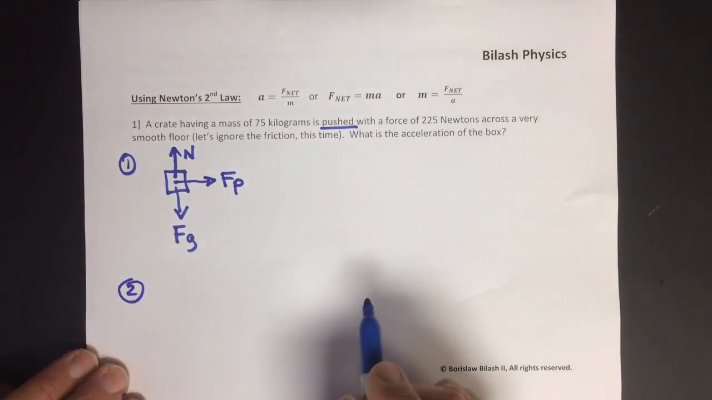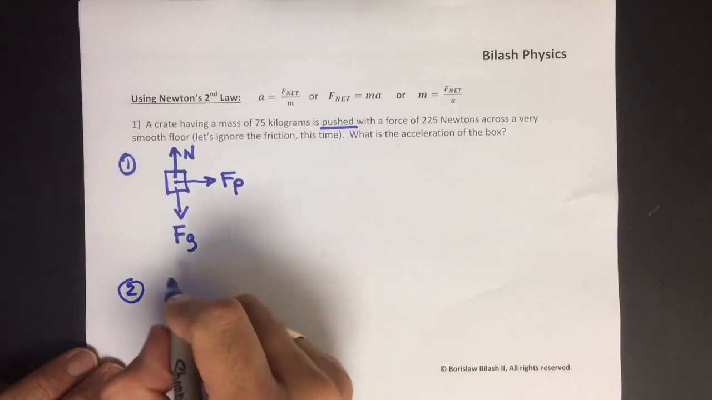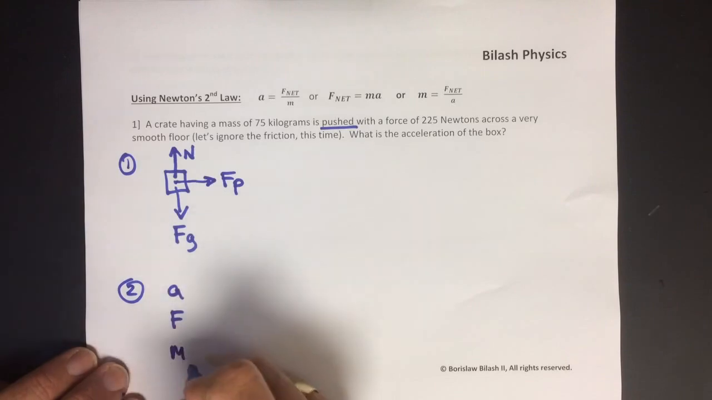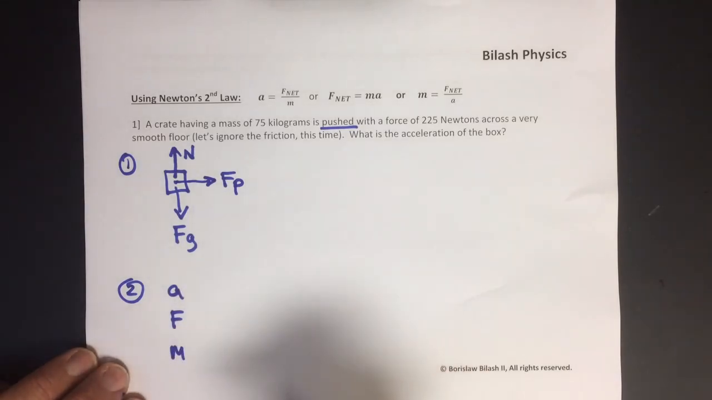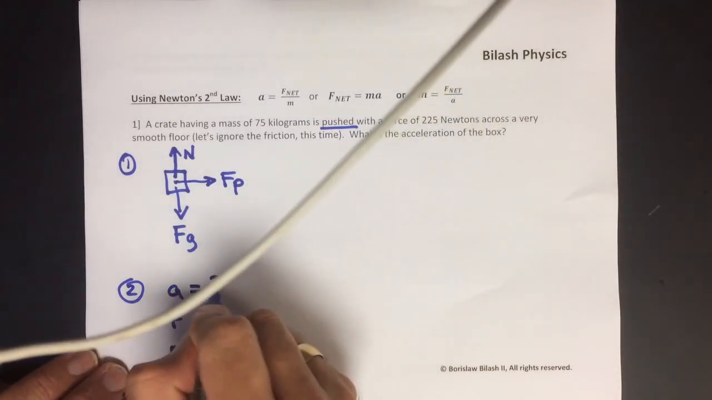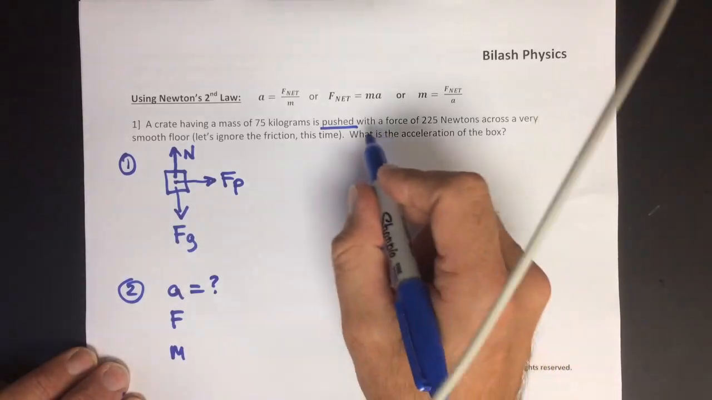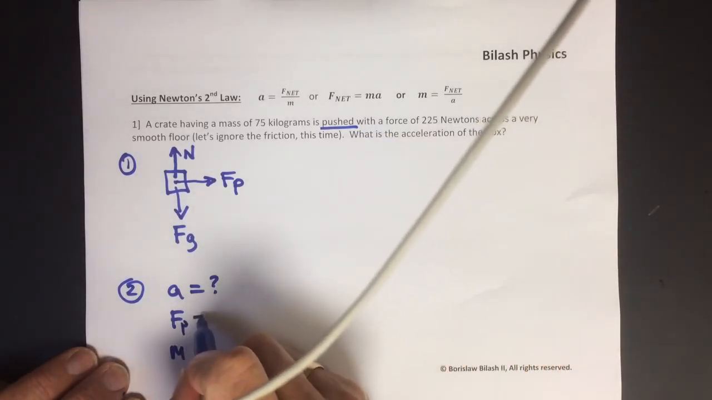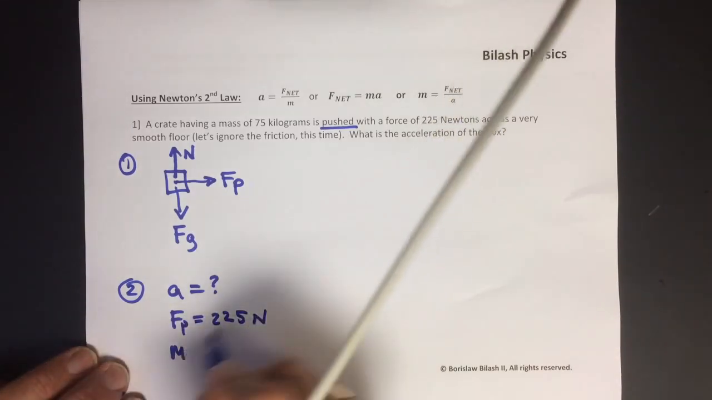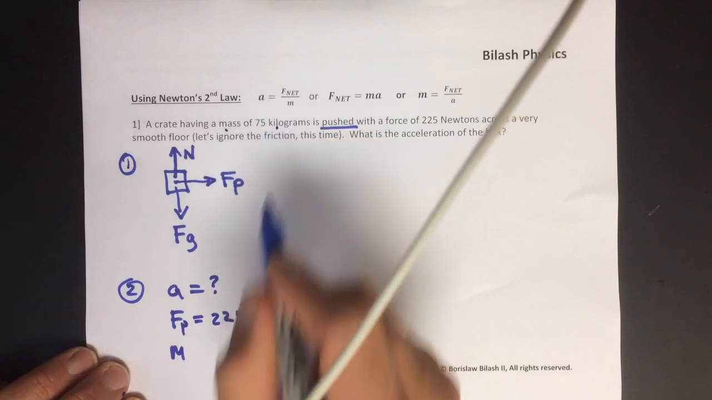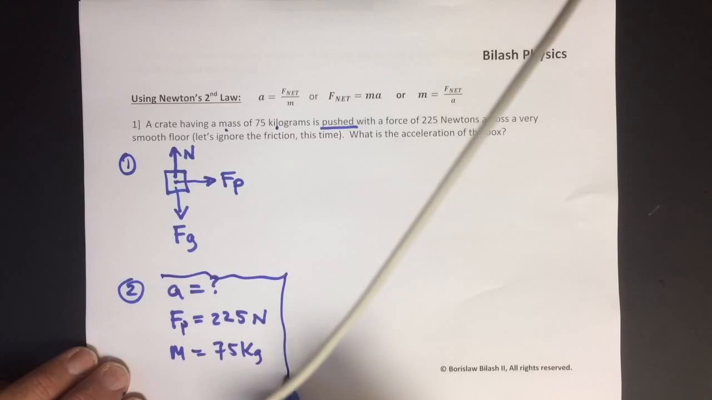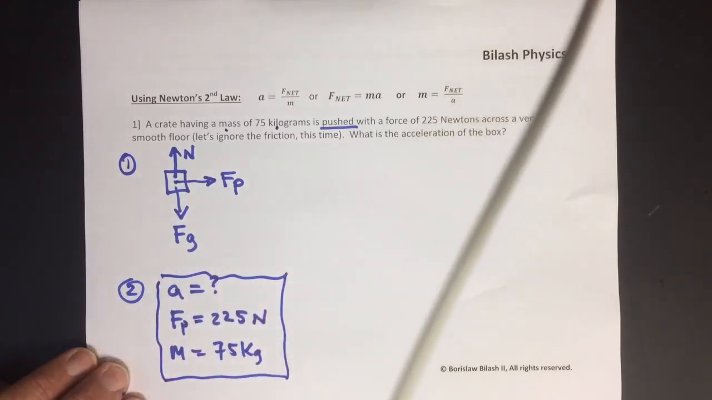Step two, list the given information. List everything you know. And always list A, F, M in this order. So we do solve this problem in a systematic fashion. Question is, what is the acceleration? So there we have A, question mark. We're told that Fp is equal to 225 newtons. And we're told that the mass is 75 kilograms. So step two is listing all the given information.